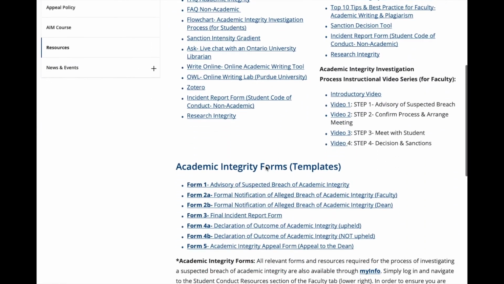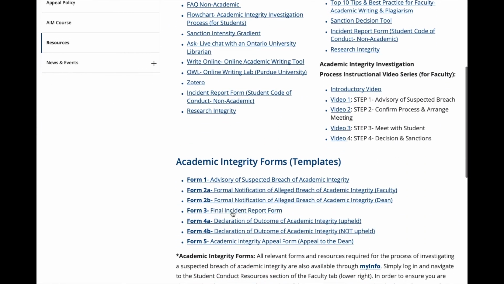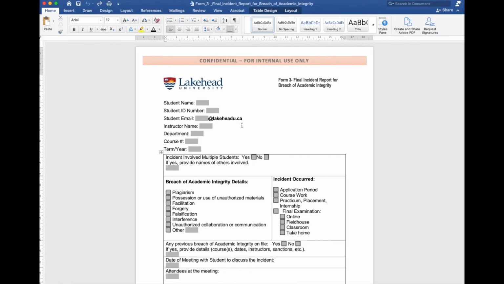Once you've downloaded Form 3 and open it up in Microsoft Word, you can see that this document is set up to be a place to keep all of your meeting notes and comments and information about the case. You'll notice that this is a confidential document and is intended for internal use only. That is to say, it only gets sent to student affairs and not to the student.